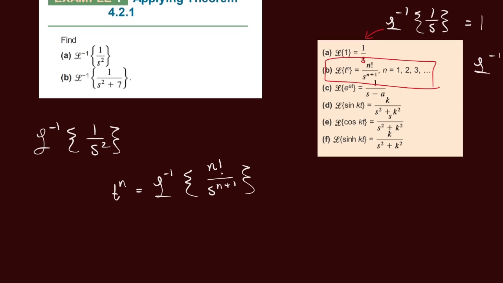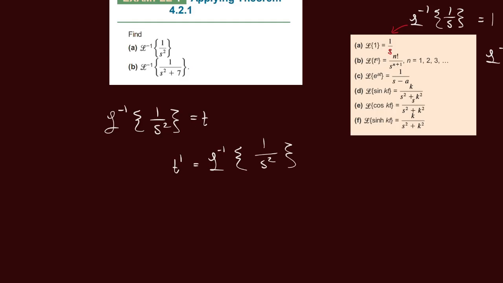Alright, so how can we get this to look like this? What should we set n to? We should set n to 1. So it'll be 1 plus 1, and 1 factorial, so this is just 1. This is s squared. And since n was 1, this is 1. So that means the answer is t. So that's the first one done.